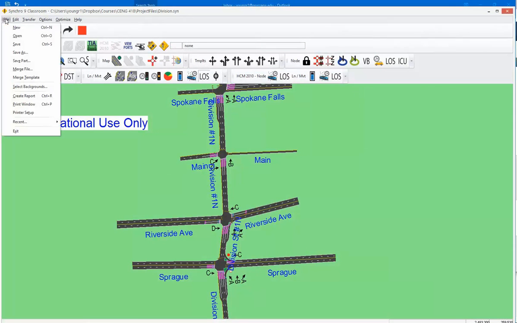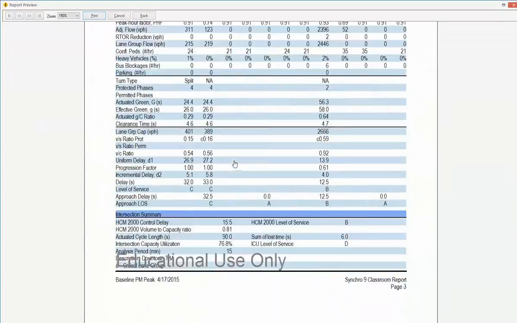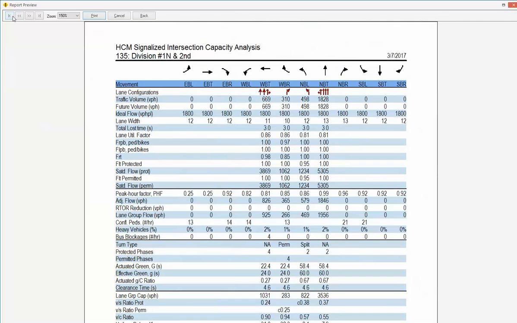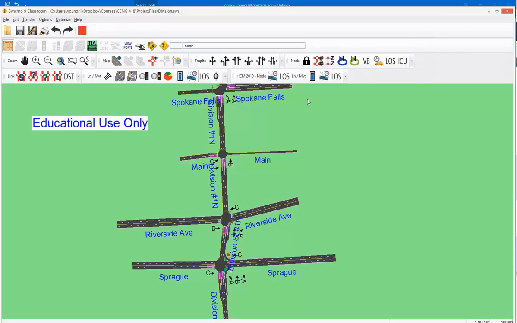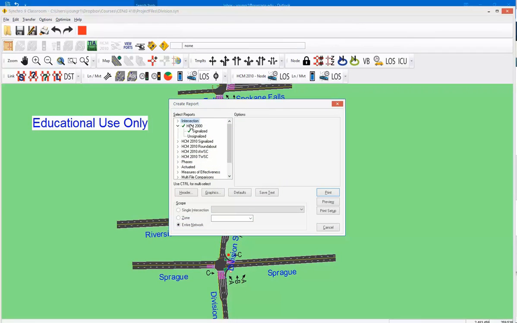Looking into this with the city, they seem to be analyzing everything using the previous methodology, which was HCM 2000 Signalized. If I do that, I actually will see that I get a report for every intersection. I don't get any more errors. So I just wanted to point that out: File, Create Reports, and you'll be using the HCM 2000.